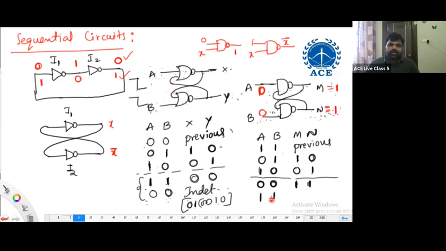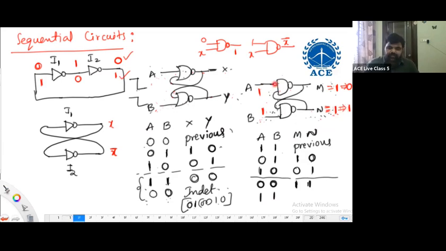Let us see. After applying 0, 0, immediately if you are applying 1, 1. So for 0, 0, already outputs are 1, 1. Now I am applying 1, 1. Then if you are analyzing this NAND gate, one input is 1, one input. For 1, 1, NAND gate output is 0. Correct. Once it is becoming 0 for this NAND gate 0, 1, NAND gate output is 1.